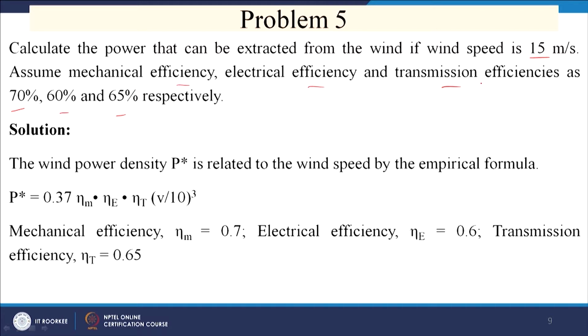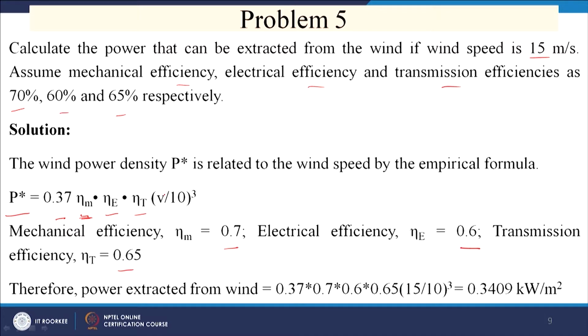As you know, the formula P star is equal to 0.37 into mechanical efficiency into electrical efficiency into transmission efficiency into V by 10 to the power cube. Then mechanical efficiency here is equal to 0.7, electrical efficiency here is equal to 0.6 and transmission efficiency is equal to 0.67. So, we will put this value here and our V is given 15 meter per second. So, then this expression we are getting, that is equal to 0.3409, but here the P will be in kilowatt per meter square unit as per the expression.